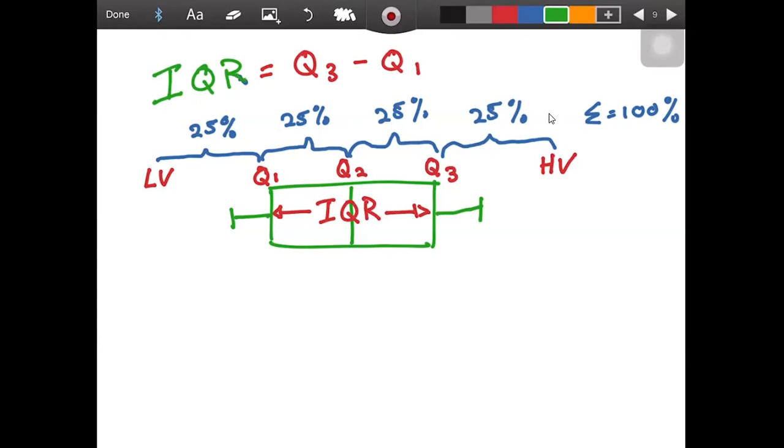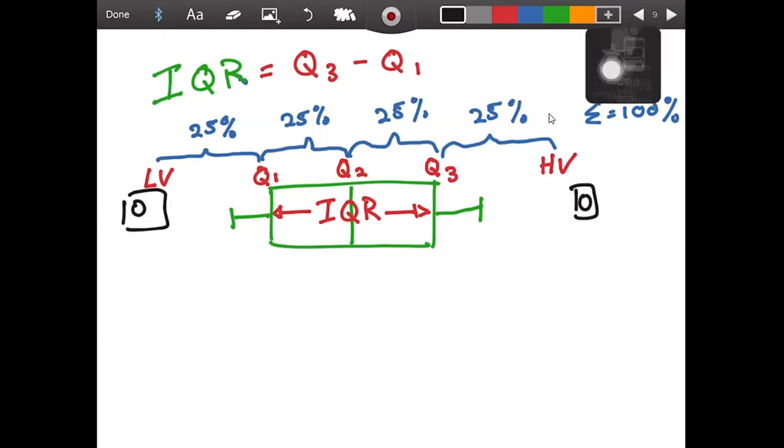Because outliers are usually somewhere here. Here we can have our outliers. How do we determine whether it is an outlier or not? So you look at our formula just now.